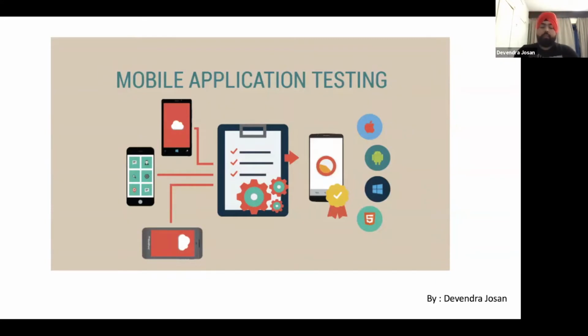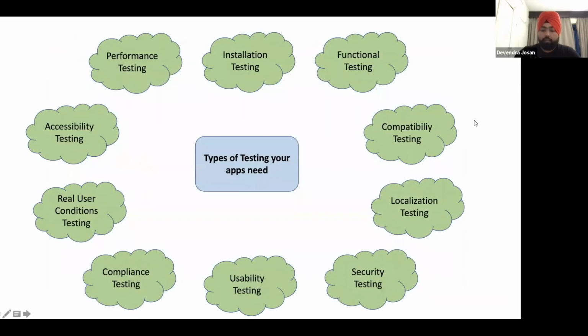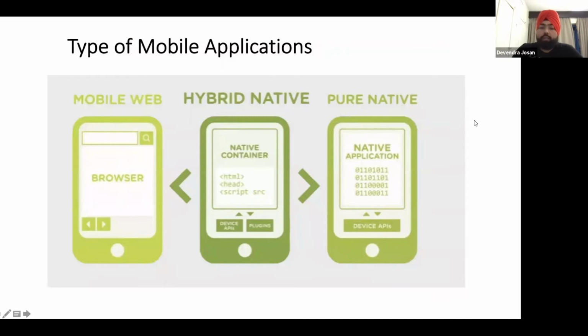So before starting any mobile application testing, we need to understand what kind of application we are testing. There are basically three types of mobile applications in the market: the mobile web, hybrid, and pure native applications. Mobile web applications are the websites which we can use or browse through our mobile browser. Hybrid applications are web views inside the native container. So this is basically a combination of native and web.